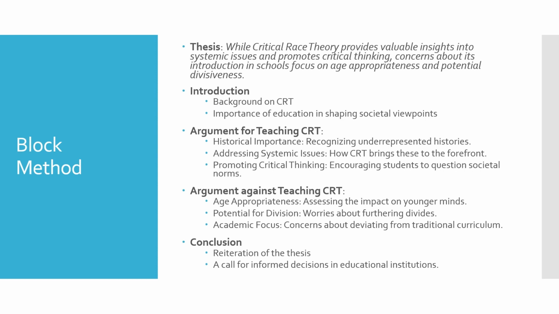The first block covers the argument for teaching critical race theory in schools, highlighting things like the historical importance, addressing systemic issues, and promoting critical thinking. The second block highlights the argument against teaching critical race theory in schools, with points about age appropriateness, potential for division, and concerns about academic focus. And it all ends with a strong conclusion that reiterates the thesis and makes a call for informed decisions in educational institutions.